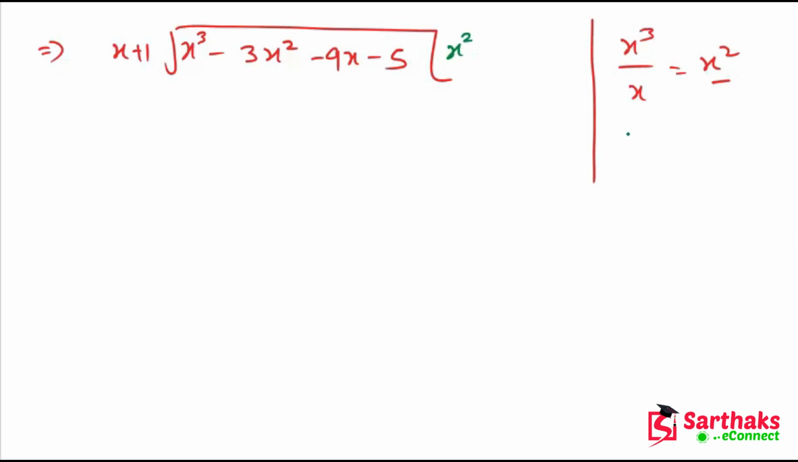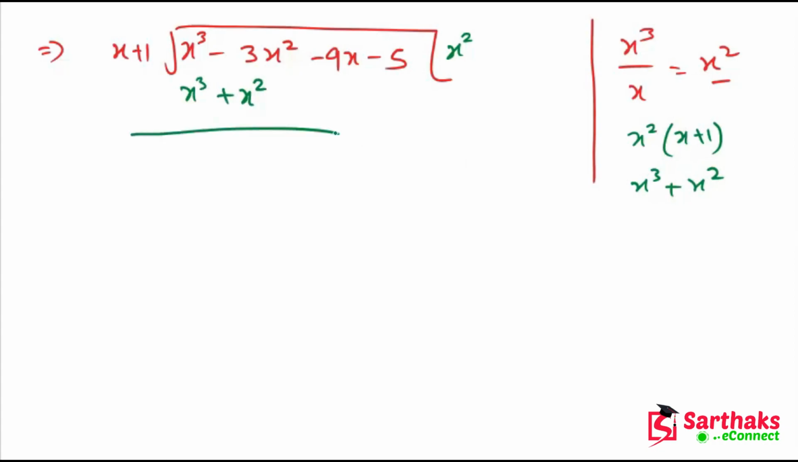Now we have to multiply x square with x plus 1. So we get x cube plus x square. So here is x cube plus x square. Now we have to subtract it. So this is negative, so this will become 0.